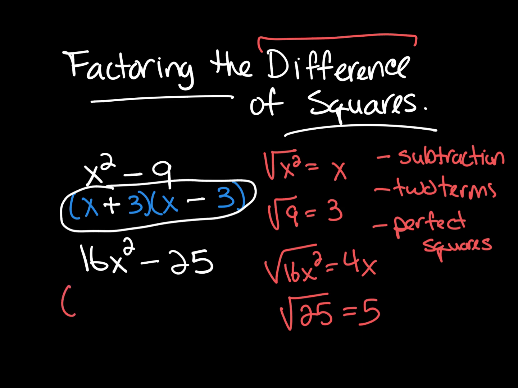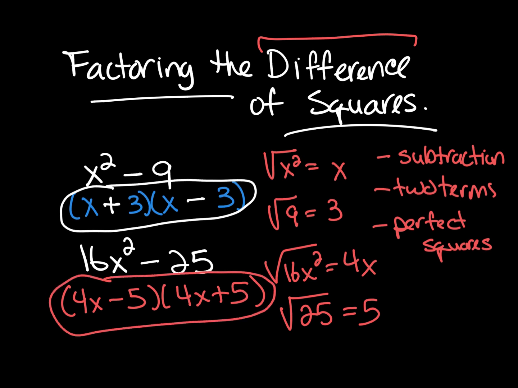So this next one, I've already confirmed that it fits all the criteria. So I know it's going to be 4x minus 5 and 4x plus 5. Now keep in mind, even though this is a different type of factoring, we should still be in the habit of checking for a greatest common factor before we start. So let's look at a few more examples.